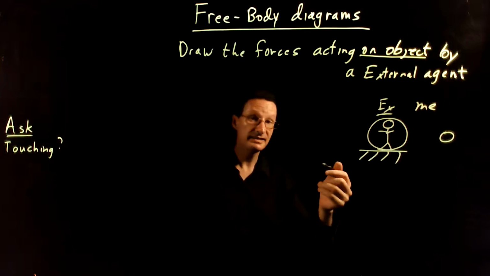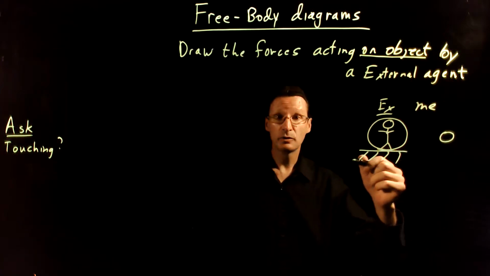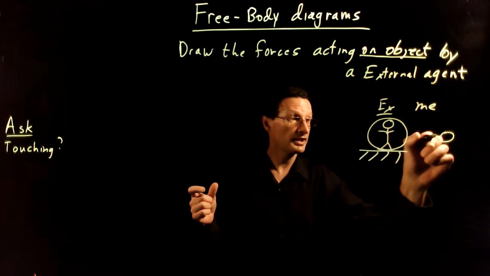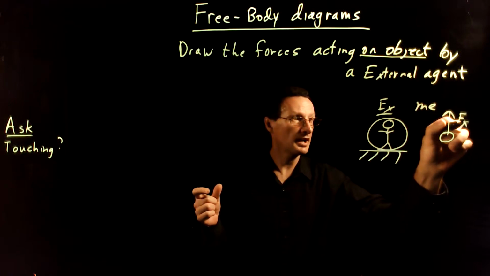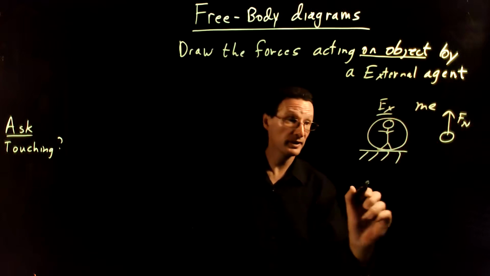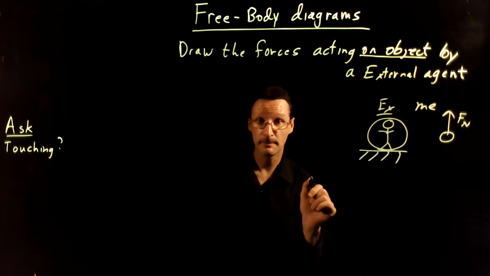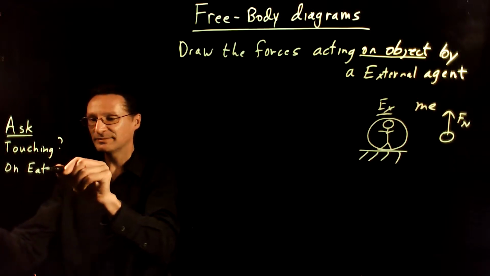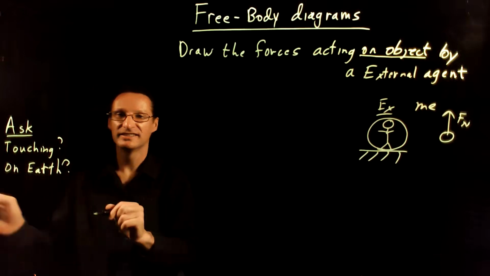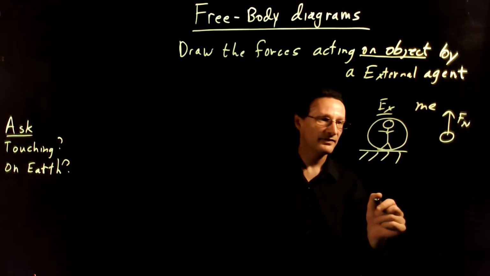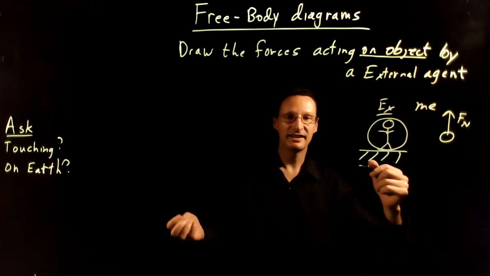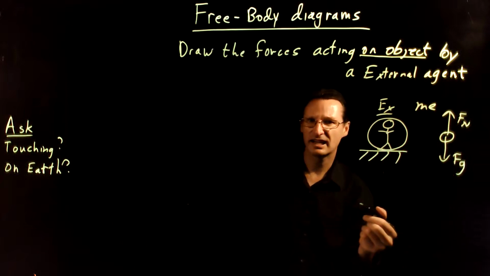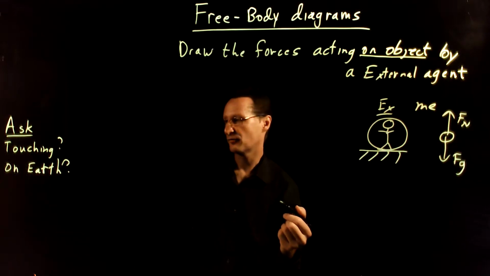In this case, I'm touching the floor, so there's going to be a contact force, that normal force, that is perpendicular to the surface of contact acting on me. And of course it acts up, because the agent is the floor, and so that's going to point up and away from the floor. Another question you want to ask yourself is, is it on the earth? This seems like a silly question, but what we're getting at here is, does gravity act? And yes, gravity acts because we're on the surface of the earth. So most of the time in our problems you're going to have that force.